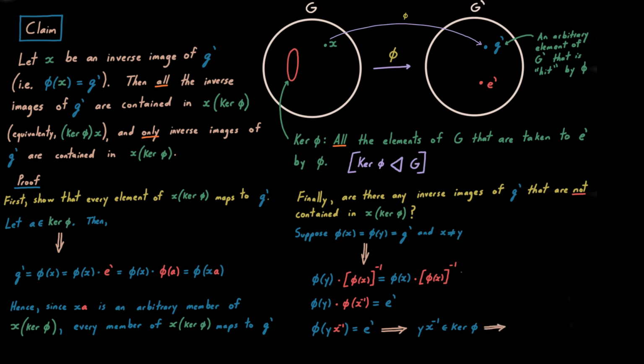And via a little right side multiplication here, I'm going to skip a few steps, y is a member of the kernel times x. And now exploiting normality, y is a member of x times the kernel. So the answer to this question is no, and we are done with proving the claim. This is a hugely important claim, and we will see why on the next screen here.